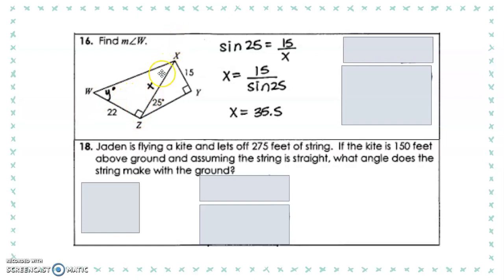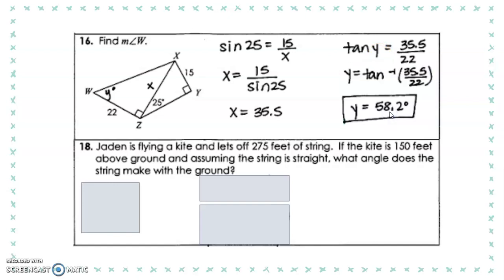Now that I know that side, I can set up my other trig ratio. So we have, looking at that angle, x is my opposite side and 22 is my adjacent side. Opposite and adjacent, I'm using tangent. So I would say that the tangent of y, again, I labeled it as y, you can label it as anything else, is going to be 35.5 over 22. To get y by itself, to solve for that missing angle, we are going to do the inverse of tangent, and we're going to find that that angle is going to be 58.2 degrees.